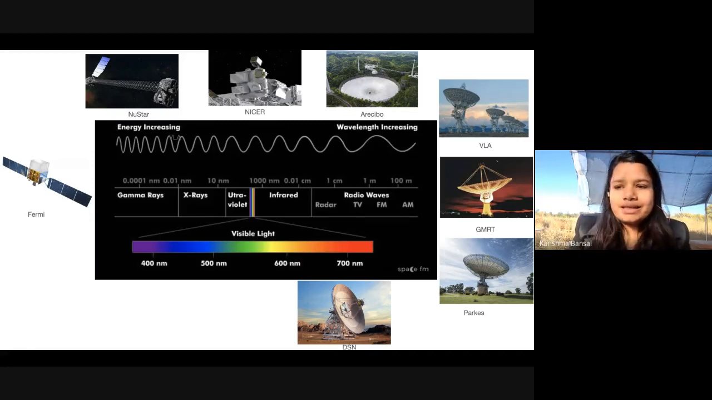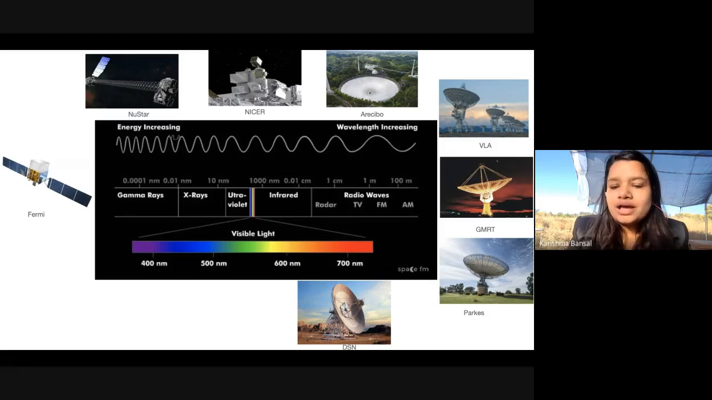Next we have the VLA, which is based in New Mexico, the state I'm in right now, actually. It's got 27 dishes and can be used for imaging and for pulsars. Then there's the GMRT, that's where you guys are. And there's the Parkes telescope, which is in Australia.